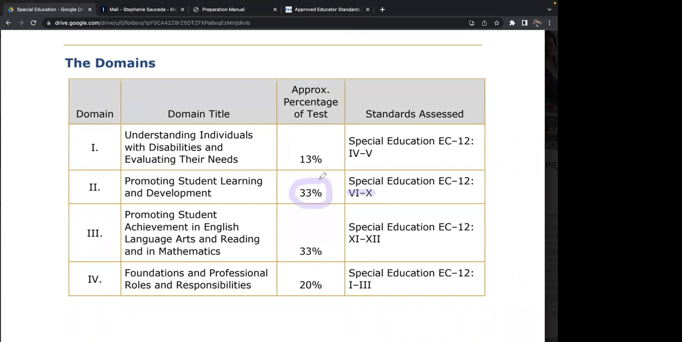33% comes from one domain, and then another 33, making 66%. So it behooves you to super duper know these 2 domains and this grouping of standards, right?